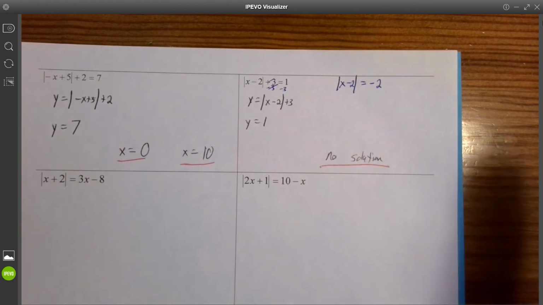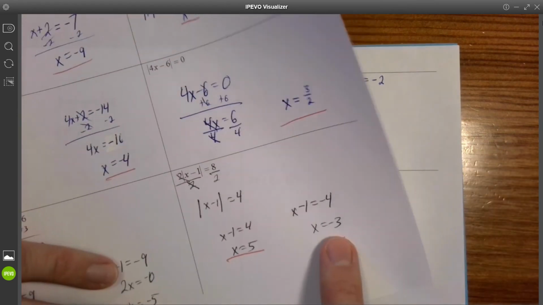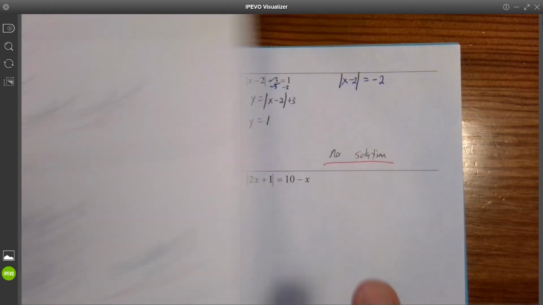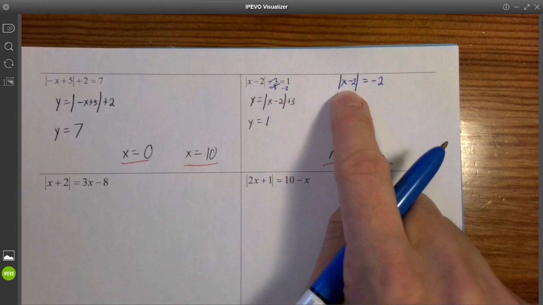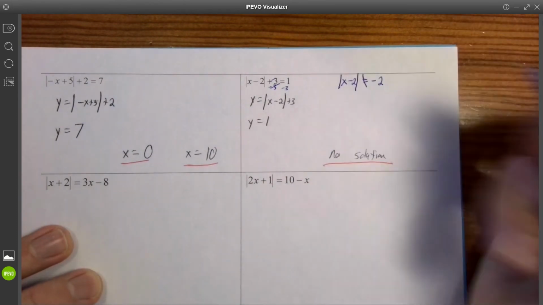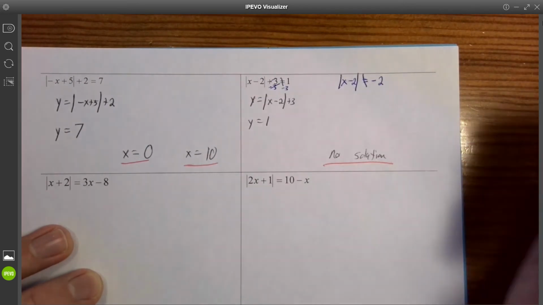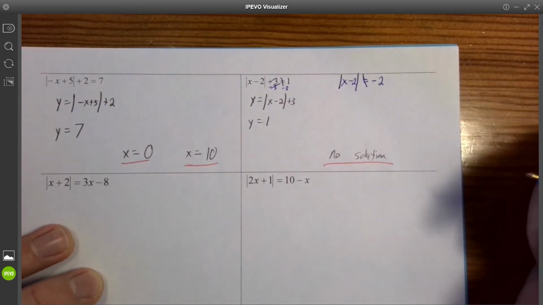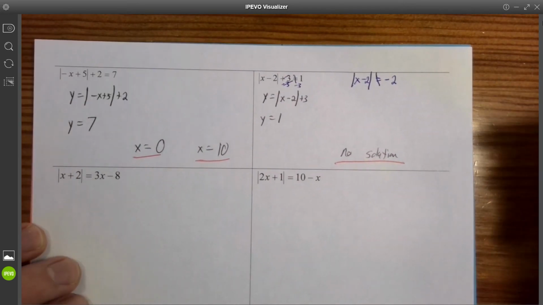Now, you might, in the process of solving, get negative answers, and that's okay. But when I'm looking at just the bars, absolute value equals, it doesn't equal a negative. This is wrong. This can't happen. That is incorrect. No, there's no solution. It won't happen. And graphing it told me that.